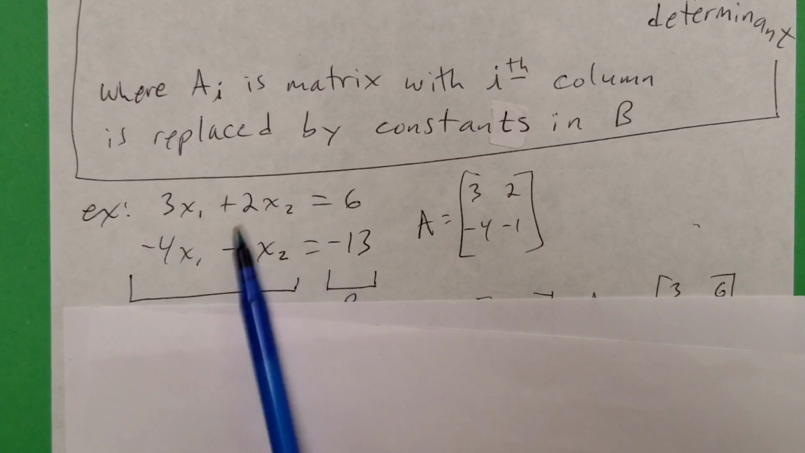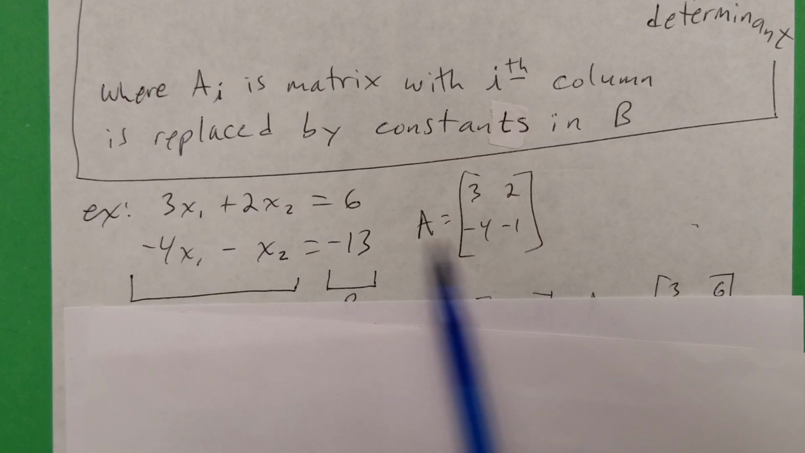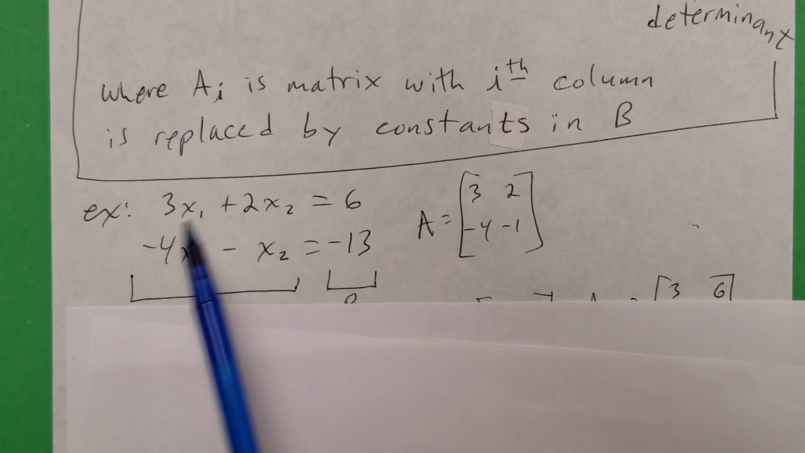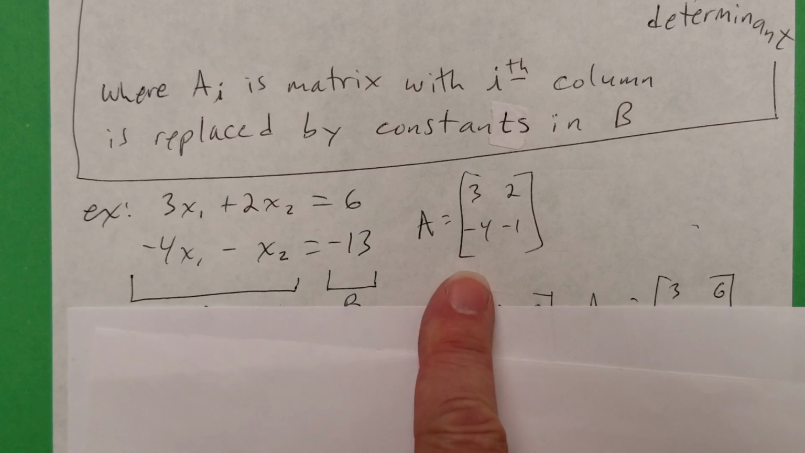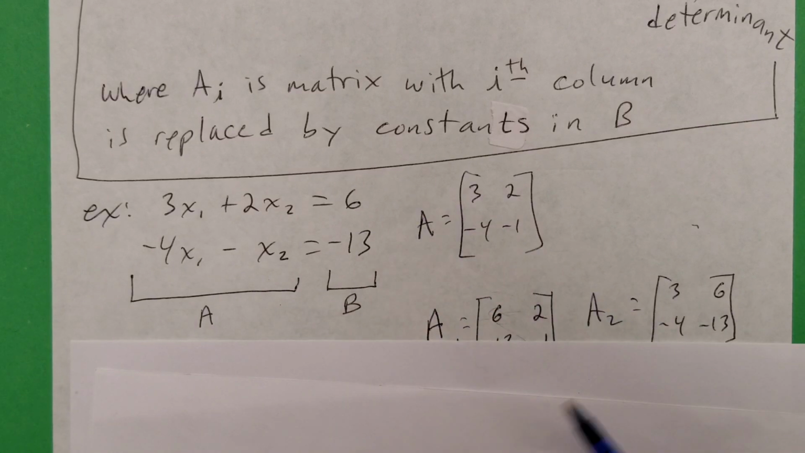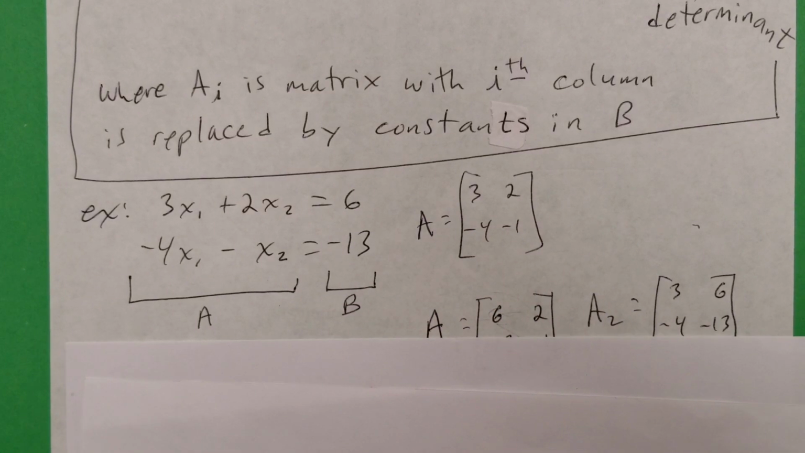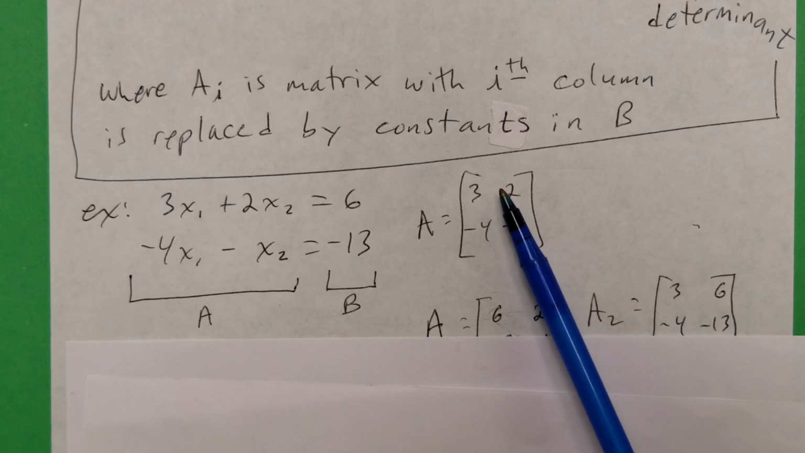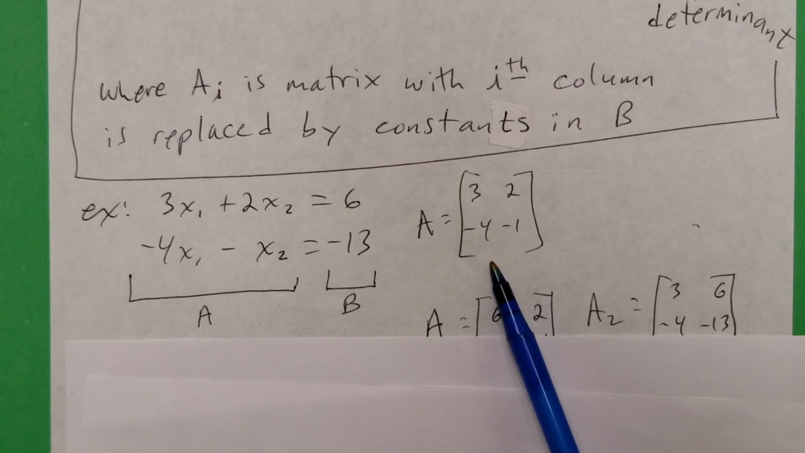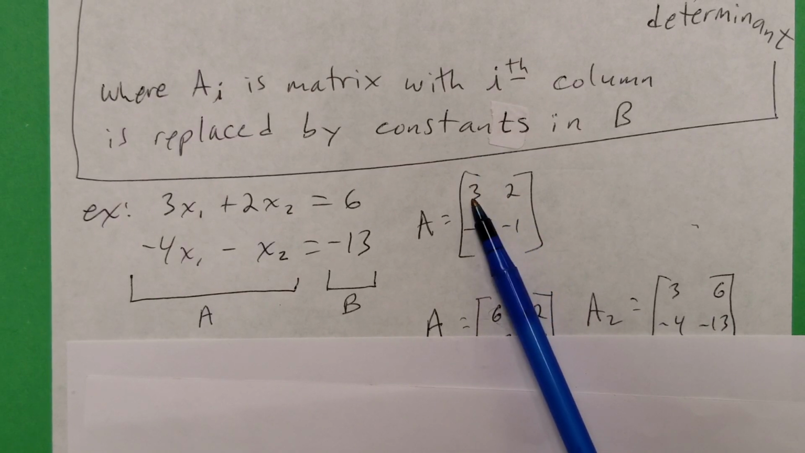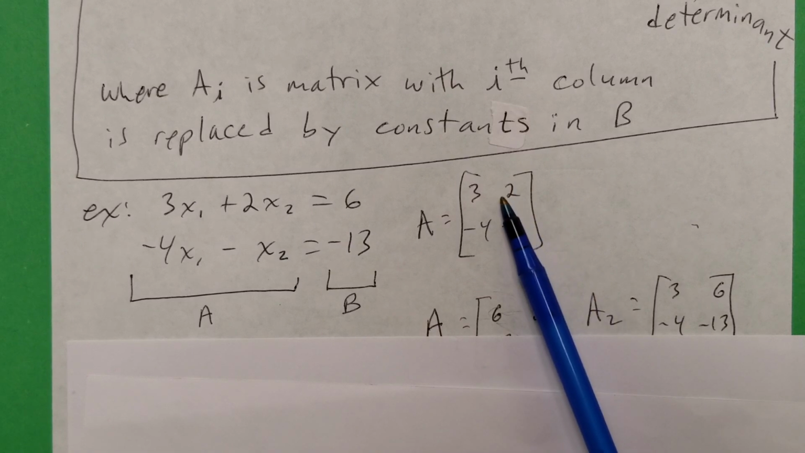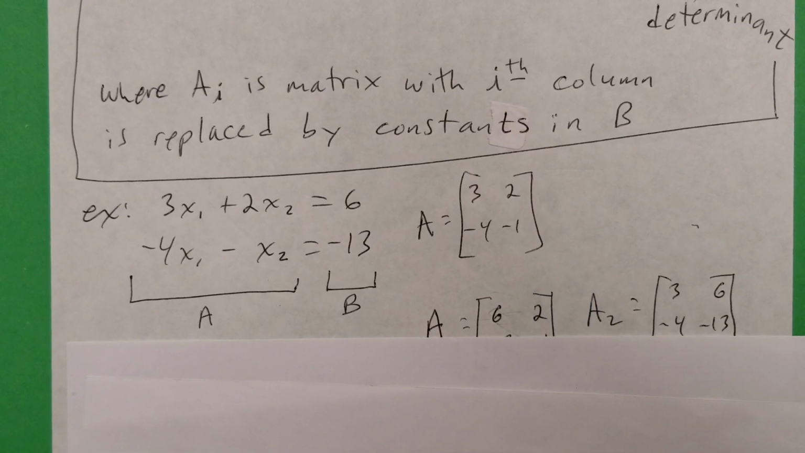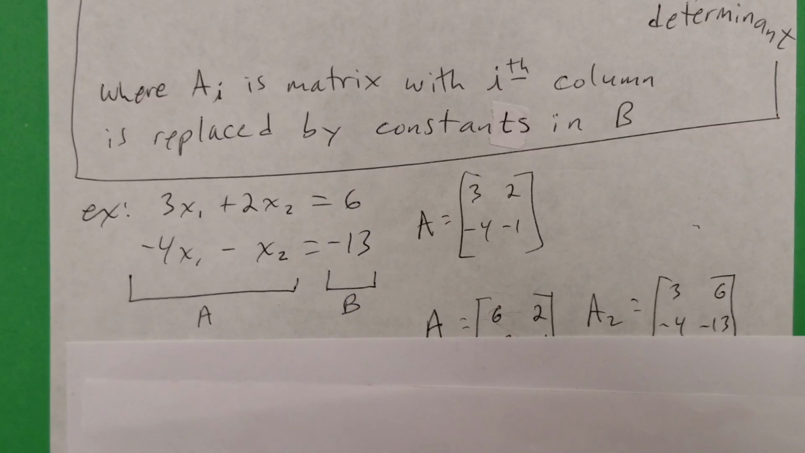So what is the A matrix here? That would be the 3, 2, negative 4, negative 1, right? And this is the B matrix, right? So now how do we get A1 and A2? What we're going to do is take the A matrix and, for A1, replace the first column. For A2, replace the second column. Okay, replace it with what? Replace it with B.